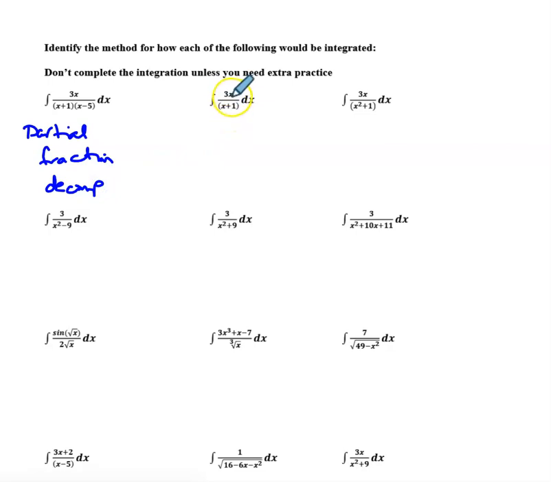The second one has the same degree in the numerator and denominator, so you will need to integrate by using long division first to simplify the expression and then integrate from there.